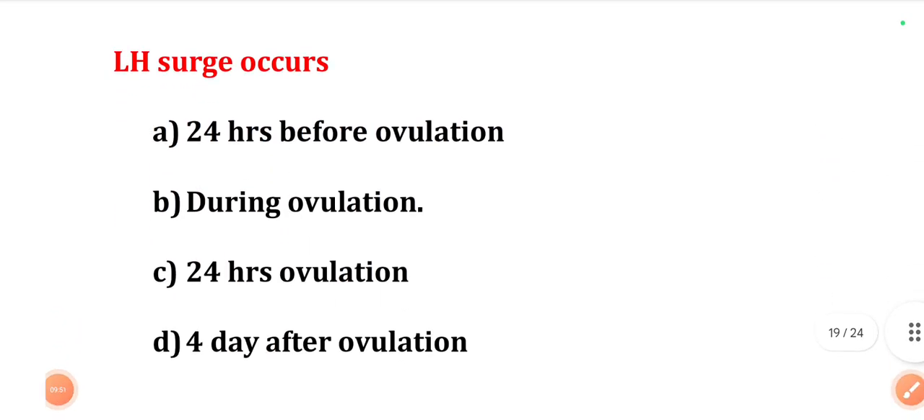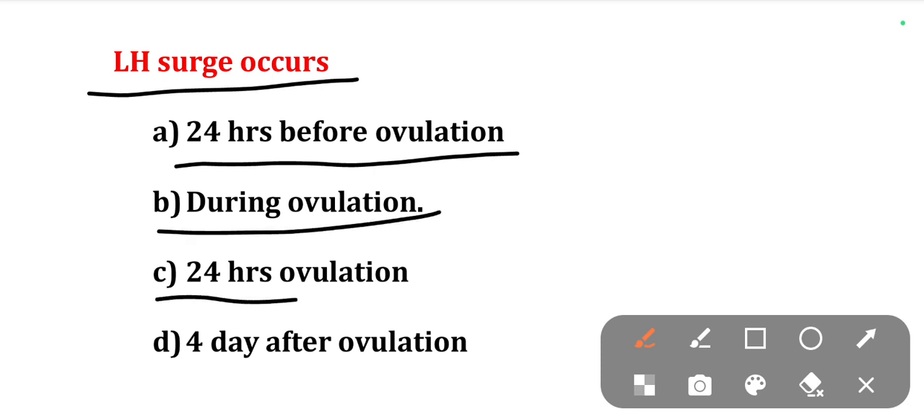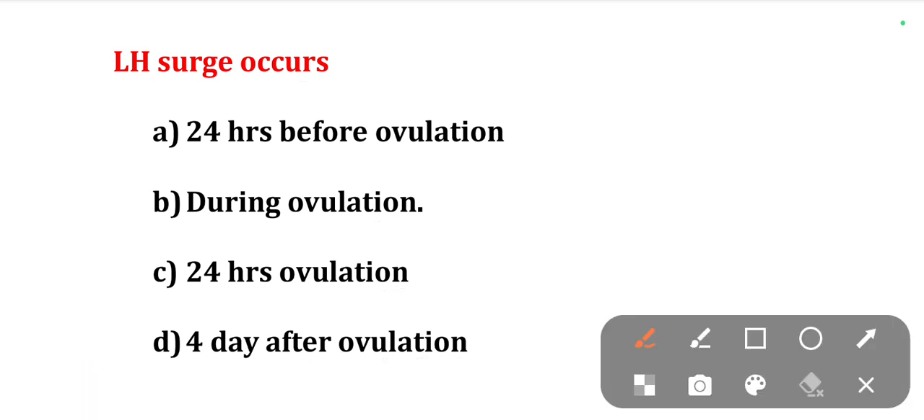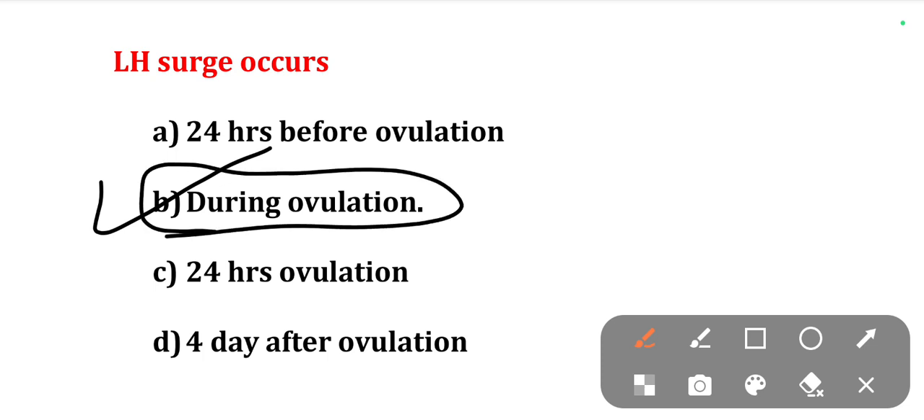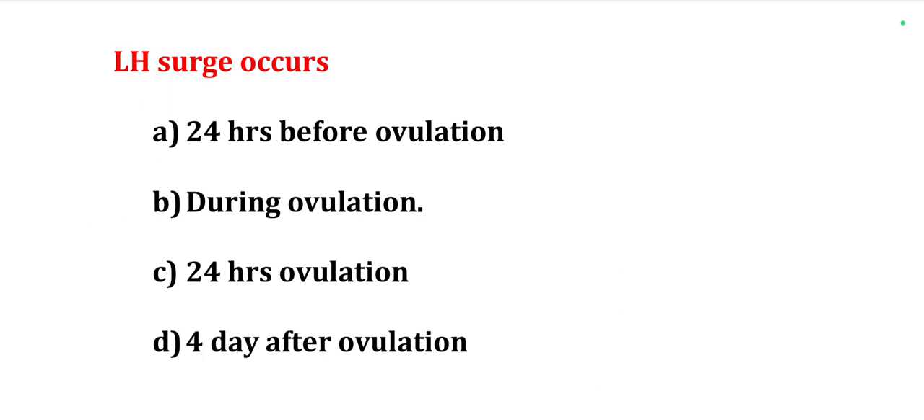The next one is LH surge occurs. Options: 24 hours before ovulation, during ovulation, 24 hours after ovulation, fourth day after ovulation. The right one is during ovulation. So during ovulation, the luteinizing hormone is increasing. So it is called LH surge.